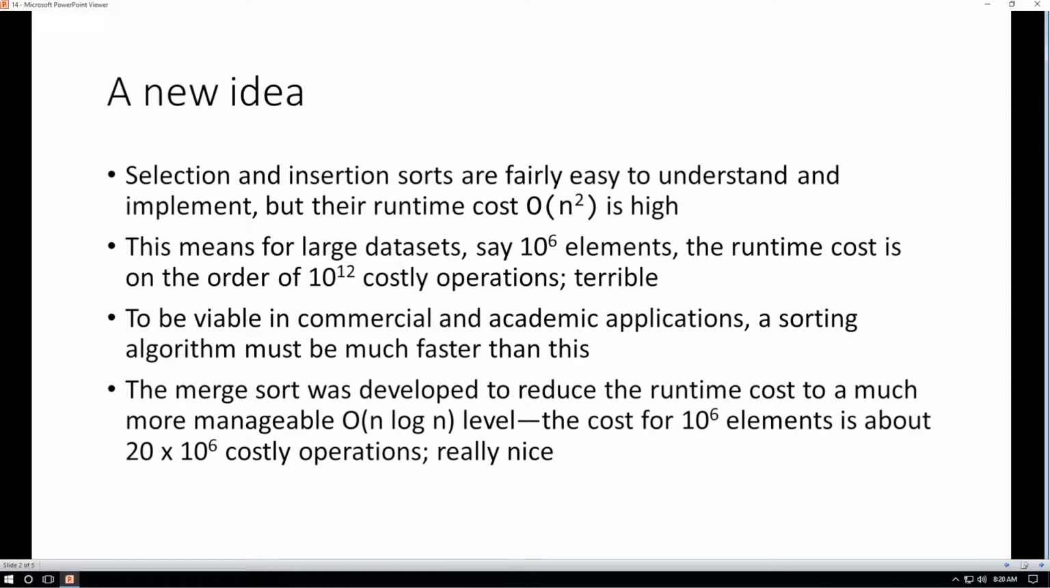Some computers would not finish that in a reasonable amount of time. We would consider it a non-viable solution. In commercial and academic applications, that simply wouldn't work. Merge sort was developed to reduce the runtime cost to a more manageable big O n log n. The cost of 10 to the sixth elements, 1,000,000, is about 20 times 10 to the sixth, or 20 million costly operations. Far better than 10 to the 12th power.